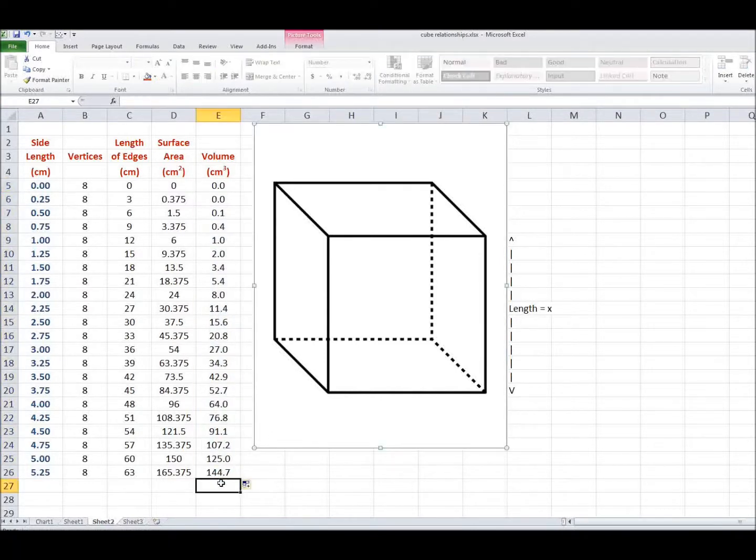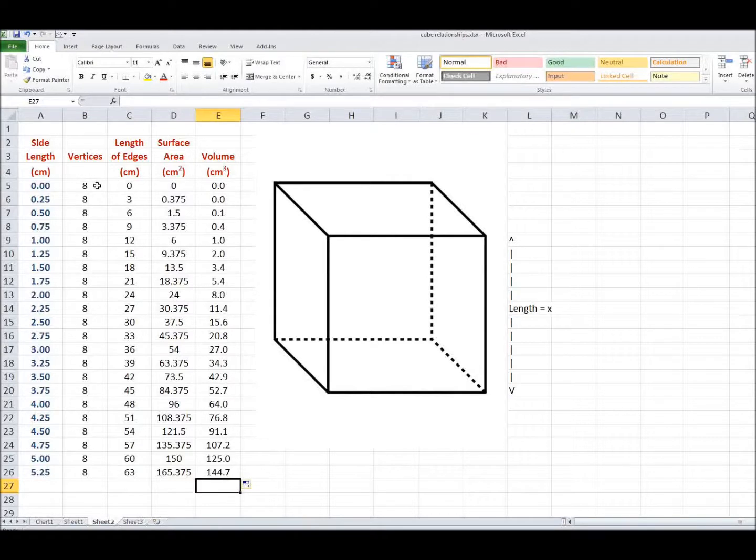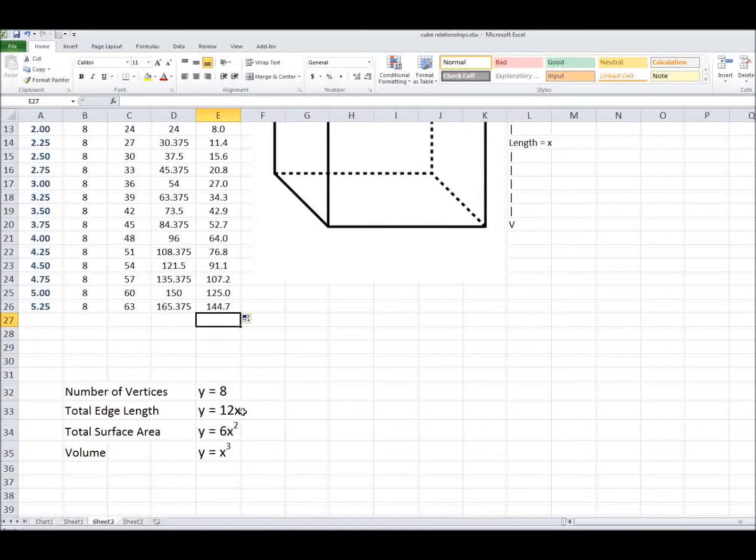And so we have a zero-order relationship. There's no variation in the vertices with edge length. A first-order or linear relationship, a second-order or quadratic relationship for the surface area, and a third-order or cubic relationship. And these are the 4 relationships.